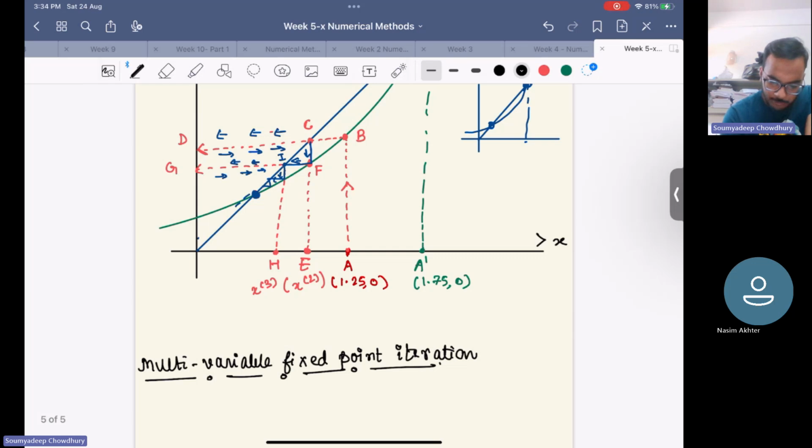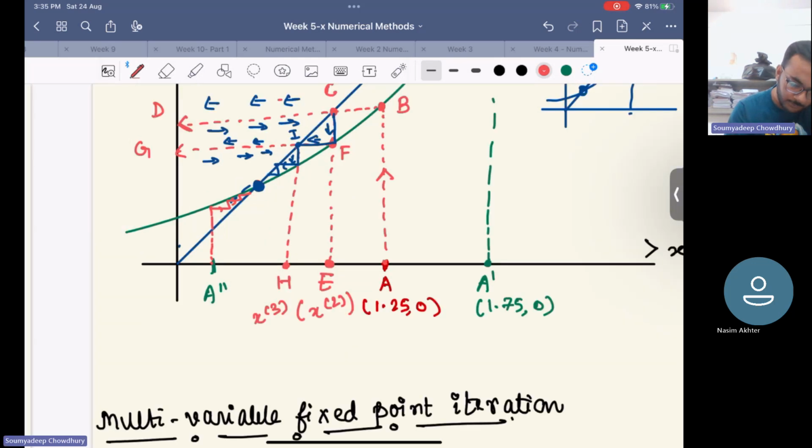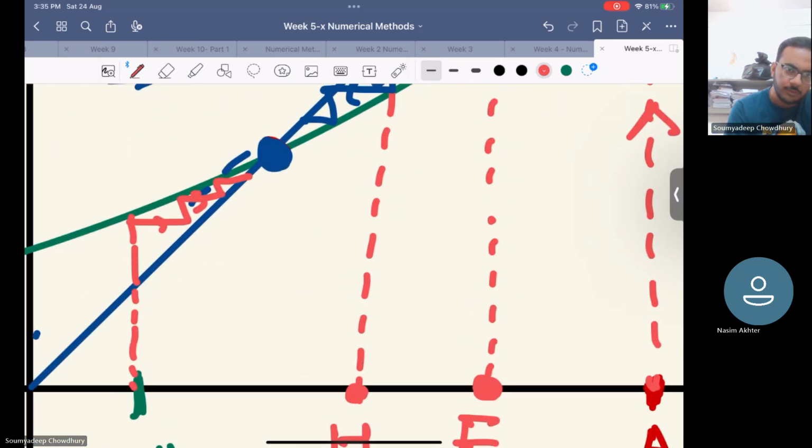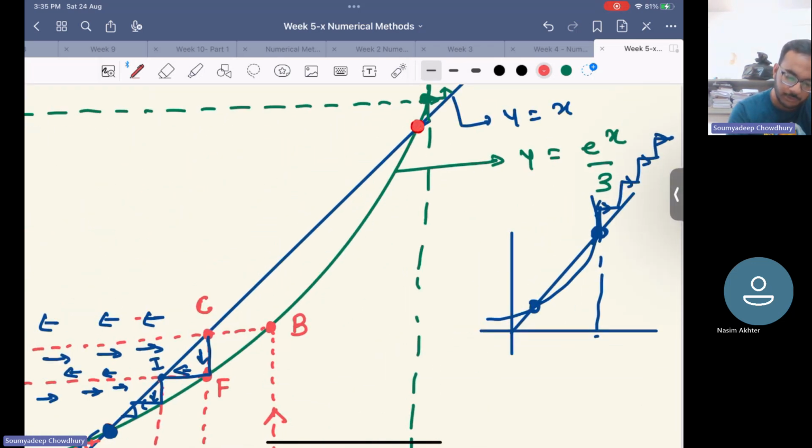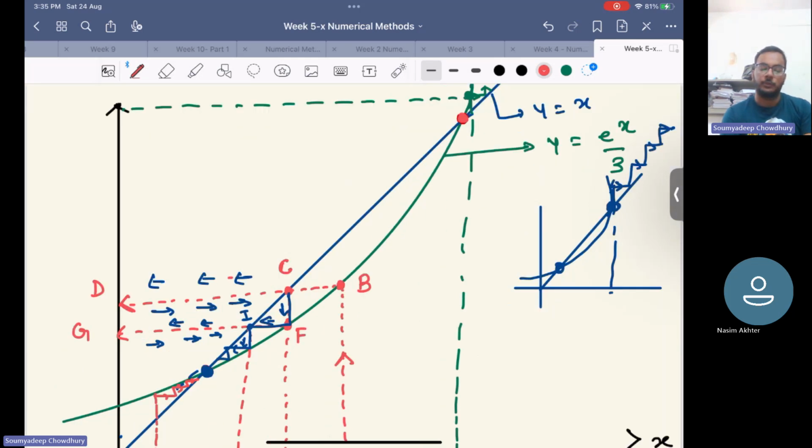One more thing I forgot to mention here. Suppose you take a point a double dash here. Then also you would have converged. If you do the same procedure here, if you draw a perpendicular line, you would have seen that like this, you would have converged towards the root. Only if the point is beyond this intersection, this root, it goes beyond and is diverging.